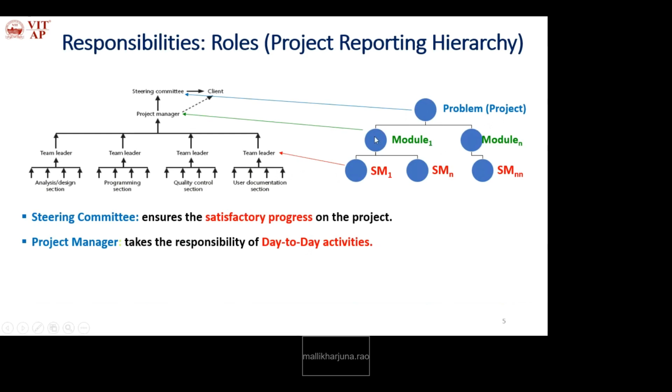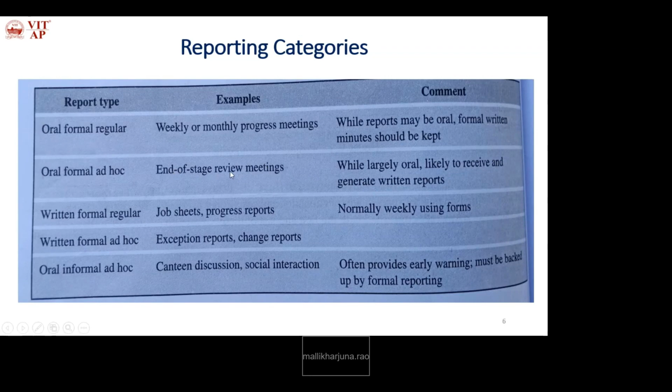What is achieved? That we are assessing. Okay. End of stage review meetings, while largely oral, are likely to receive and generate written reports. The third one is the written formal regular report type. So that is preparing in terms of job sheets or progress reports.